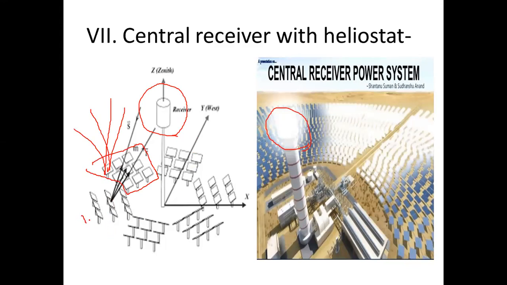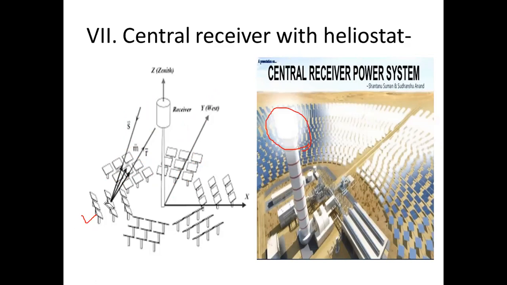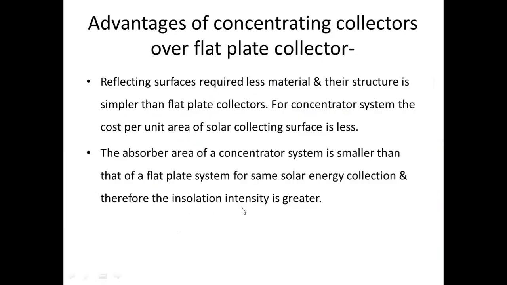So if you want to install more panels of flat plate collector, it will consume more space, and the absorber area required for that type of plate is more. So in case of concentrating type, the space required as well as the absorber area and the receiver area is also less. So these are the advantages, and we will see the next.